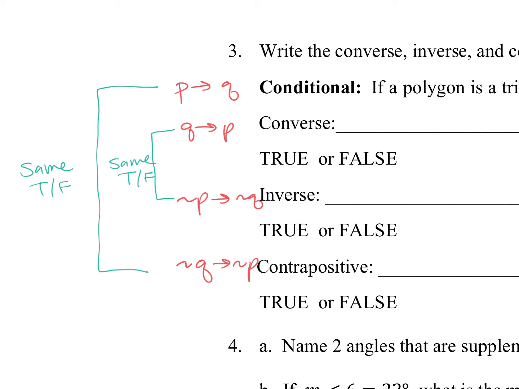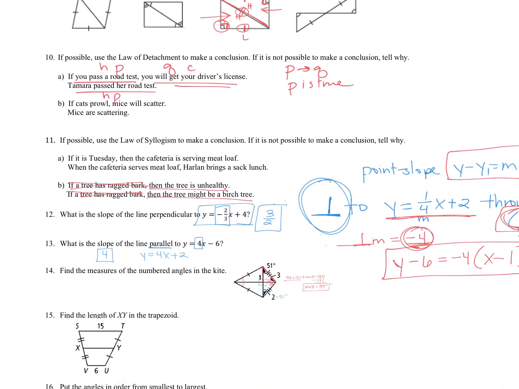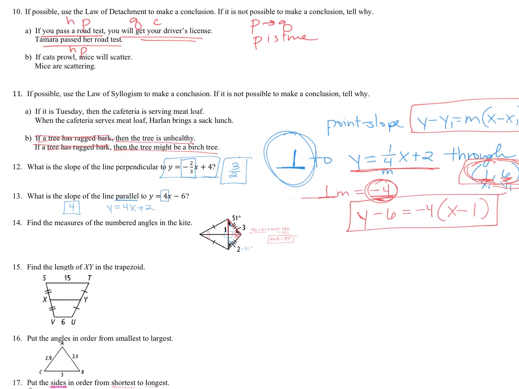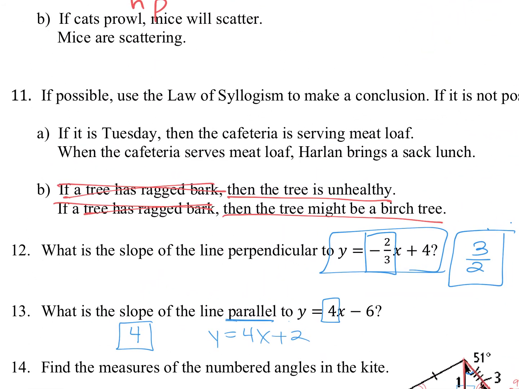Anything else from those? Pretty good. Number 11 would be if it is Tuesday, Harlan brings a sack lunch, right? You cross out the meatloaf part. Tuesday, cafeteria serving meatloaf. So if it is Tuesday, then Harlan brings a sack lunch. Yep. Anything else?